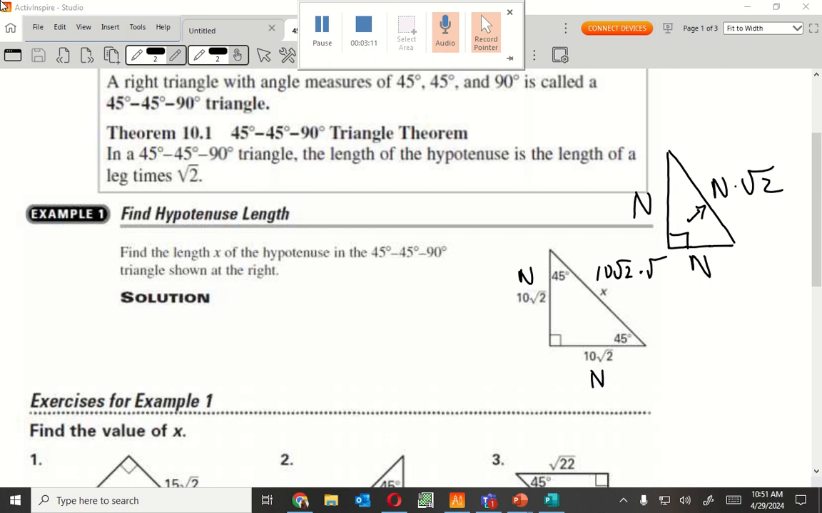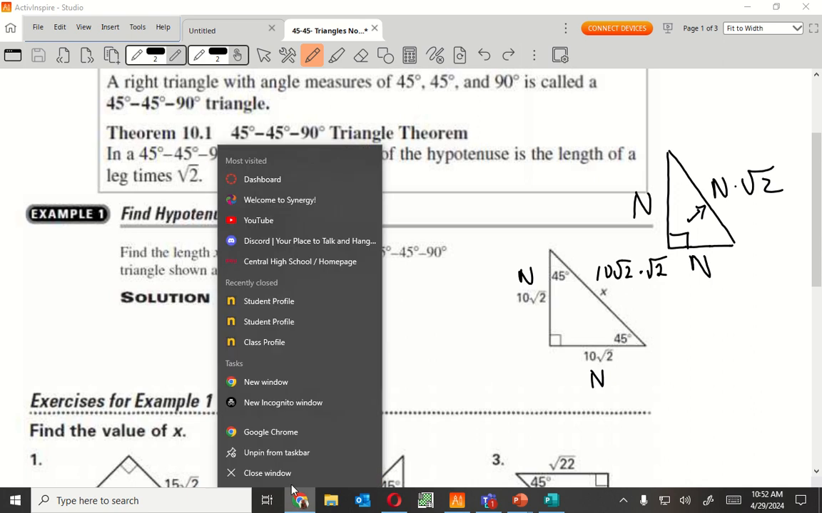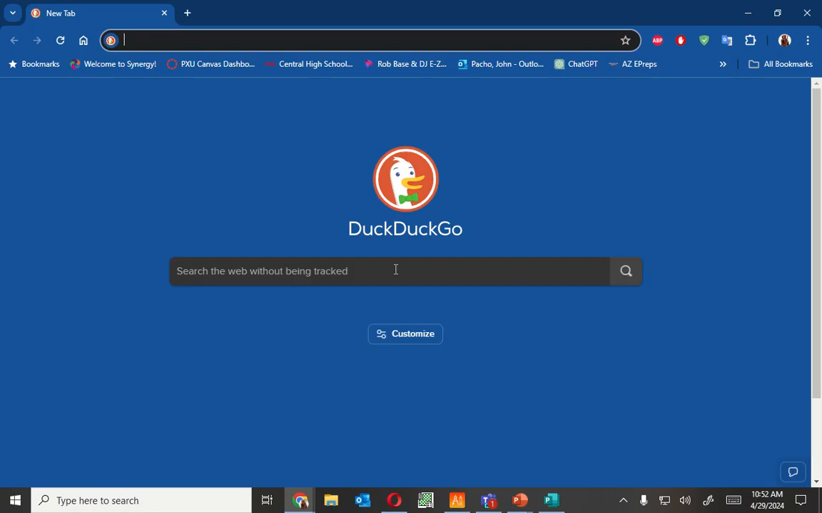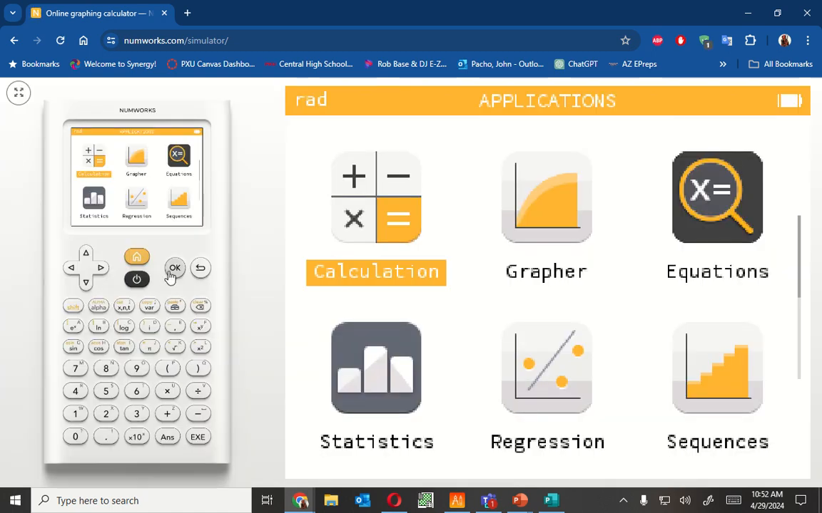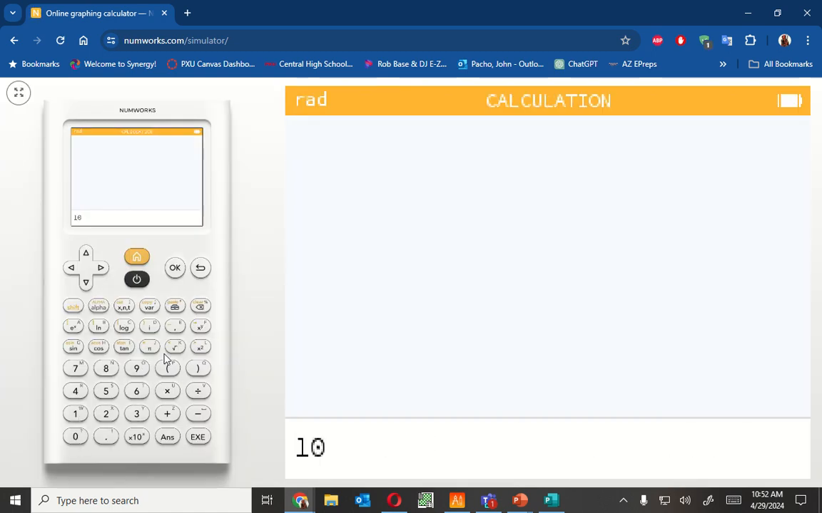Okay. All right. So as we're going through here, it's going to be times square root of 2. It's something that we learned in the last set of notes. It's going to be 10 square root of 2 times square root of 2, and put in your handy dandy calculator, what do you get? 20. Yes, it is 20. Let's show it on the calculator. Times square root of 2.